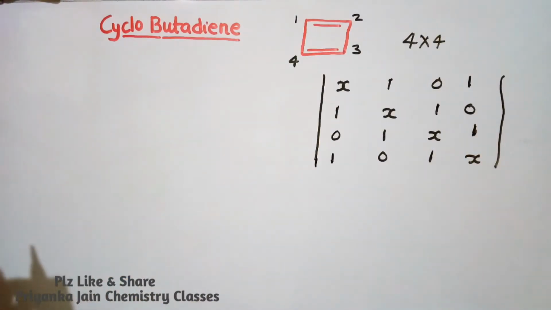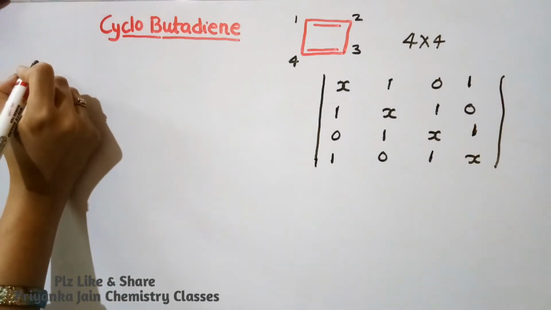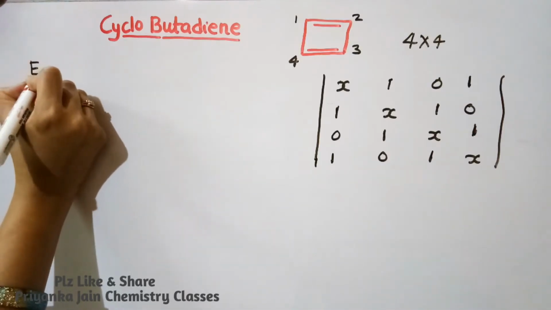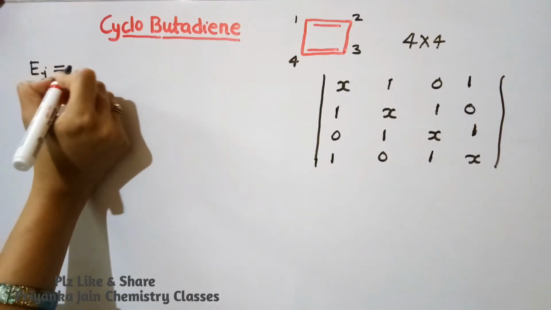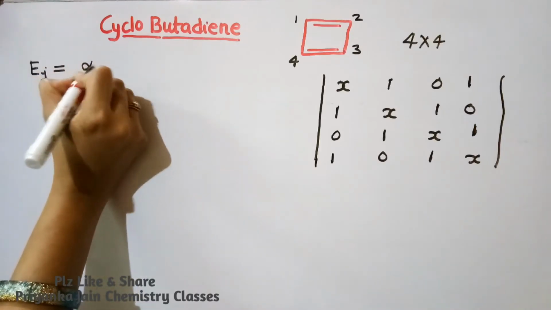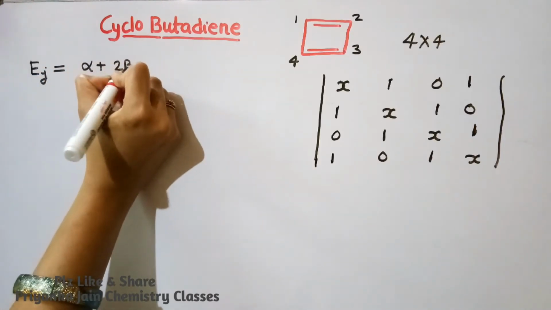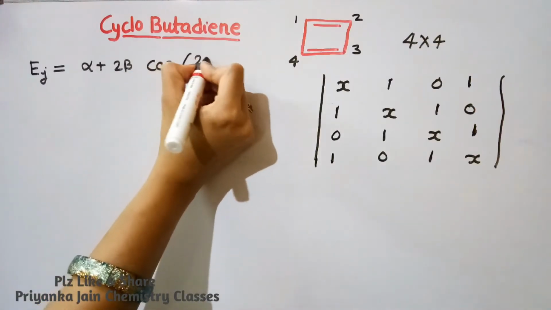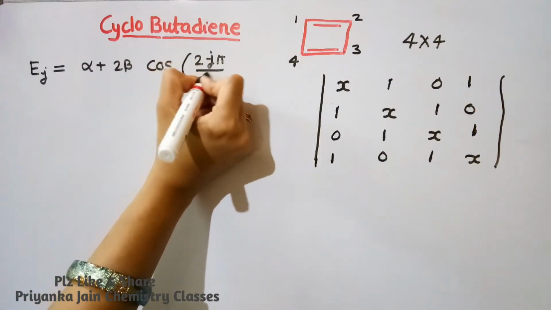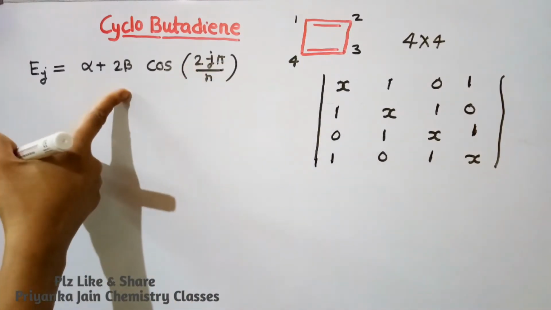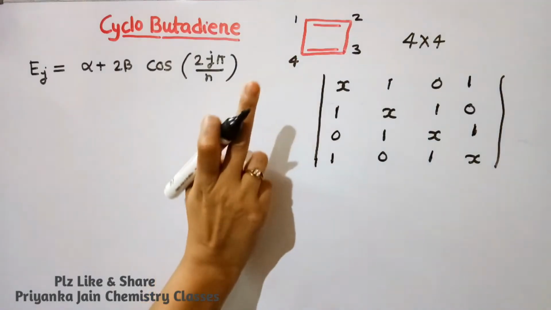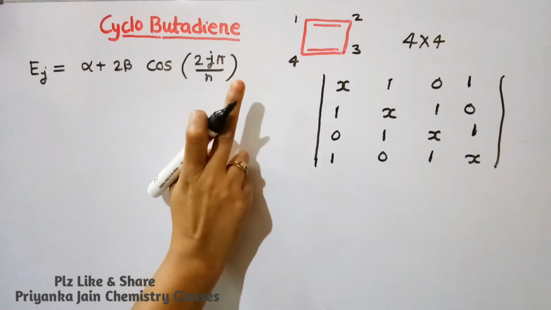Okay, now we have to see the energy levels, and I am giving you the energy levels by our short formula. What was the formula for cyclic polyenes? We know that the formula is E_j is equal to alpha plus 2 beta cos (2j pi upon n). Okay, so we have to put here the values. Now we know n is equal to 4, so there will be 4 energy levels. So we have to find out 4 energy levels.